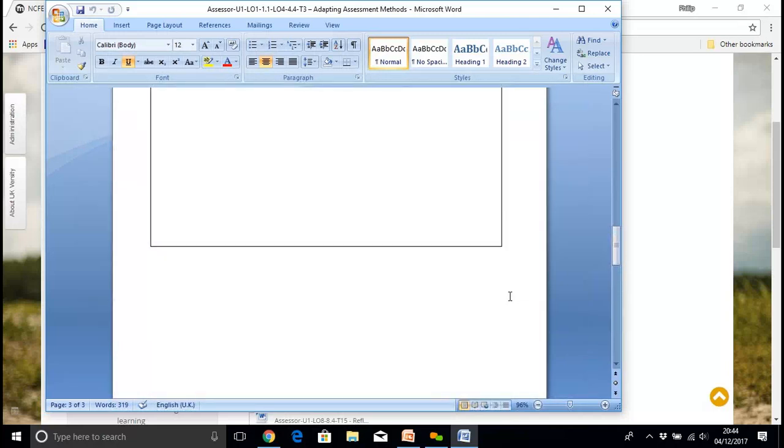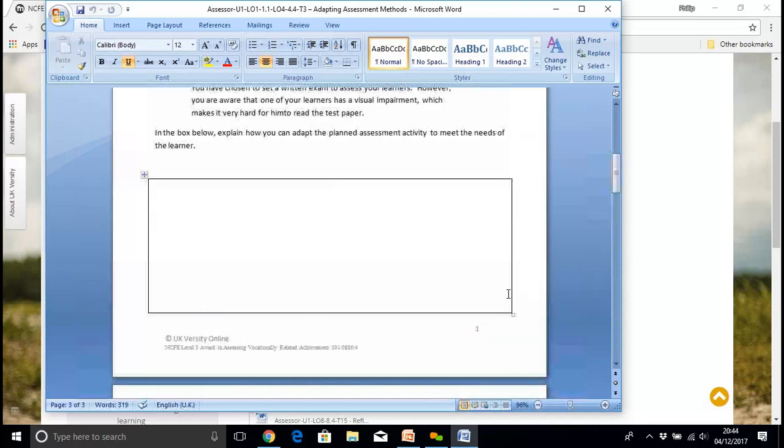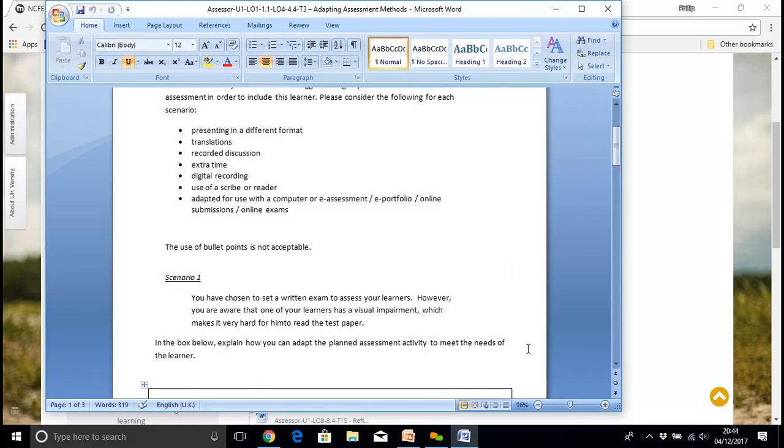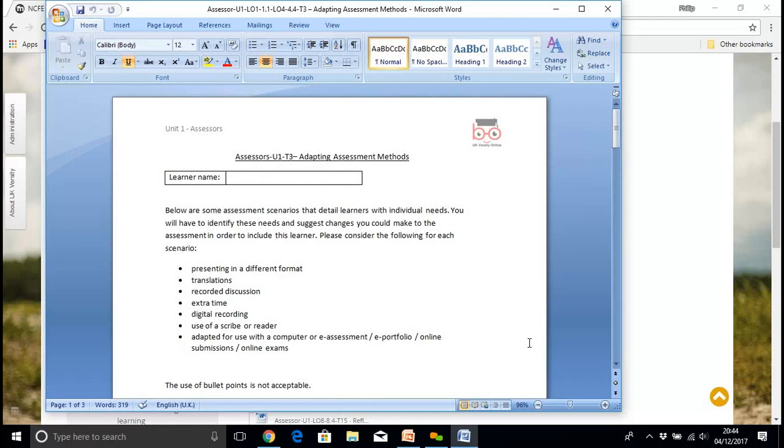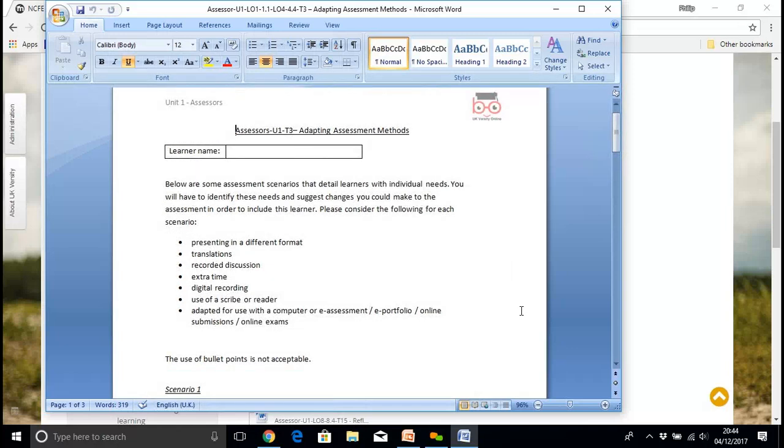So basically, it's giving you 3 different scenarios, and it's asking you to put together responses to that, which are detailed and clear.